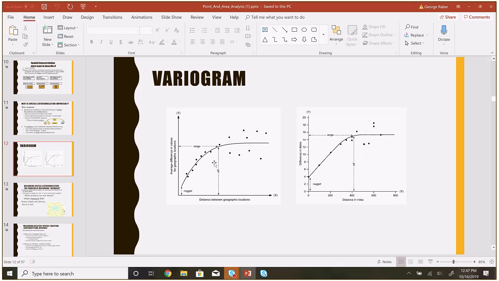So if this was precipitation, let's just say this started off at 0, so this might go to 50 inches. Okay, so the sill would be 50 inches. And what we'll be saying is any difference over 50 inches is not usually measurable to influence other points or other locations.